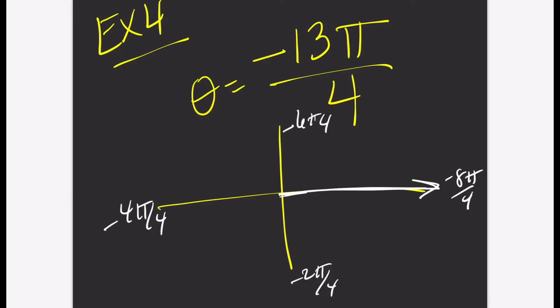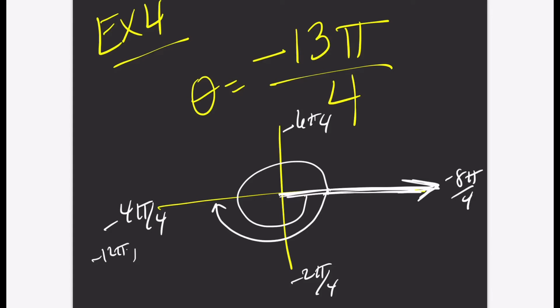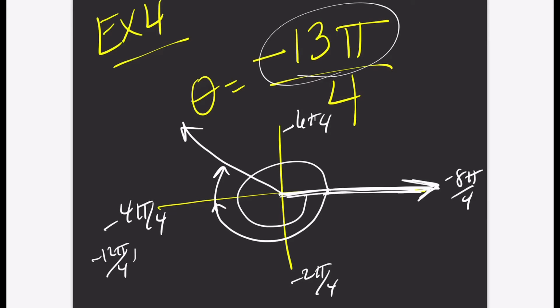So if I start at the positive x-axis and go one full revolution clockwise, I'm at negative 8 pi over 4. If I have 4 more, I'm at negative 12 pi over 4. To get to 13, I need one more, so go this way. So here is the angle for negative 13 pi over 4. It lands in the second quadrant.